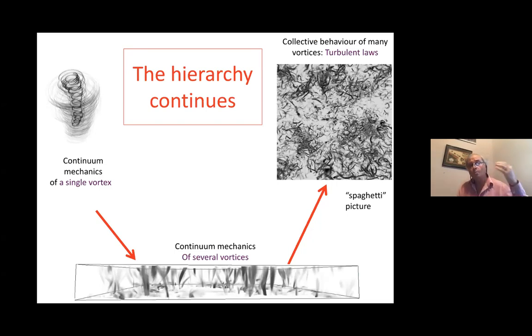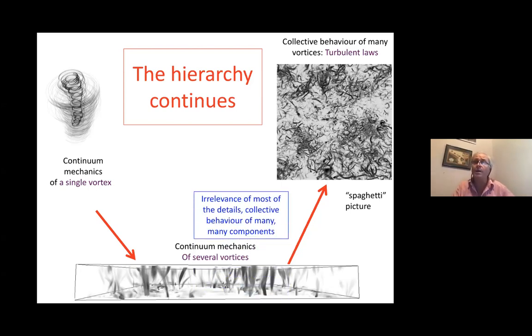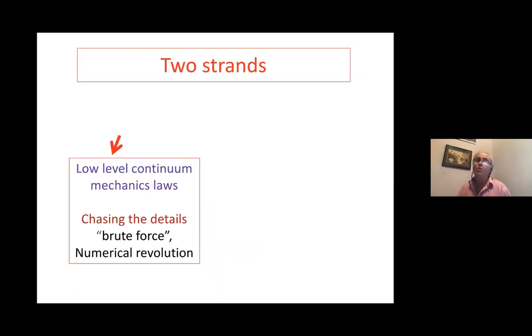That's the thing. So, the atmosphere is not just a single vortex. And in fact, it's not even a kind of a small collection of vortices, but really it's more like this sometimes called spaghetti picture on the upper right, which this one is actually from a numerical simulation, so it doesn't have nearly as many degrees of freedom as the real world does, but you can see this sort of jumble of vortex tubes. And you could imagine that many of these details are also irrelevant and that we should be searching for turbulent laws that describe their collective behavior. So these are the two strands then. We have, you could consider, low-level continuum mechanics laws. And then what you try to do is to chase the details, right?